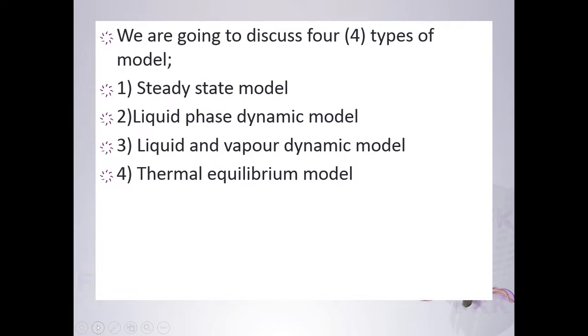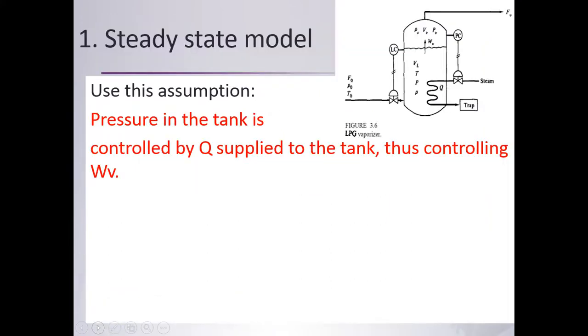For this particular case, we are going to discuss four types of model. The first one is the steady state model. Number two, the liquid phase dynamic model. Number three, the liquid and vapor dynamic model, meaning that we consider both of them. And number four, the thermal equilibrium model, which is particularly for energy balance. All of these models can be used depending on the assumptions you take for each particular system.